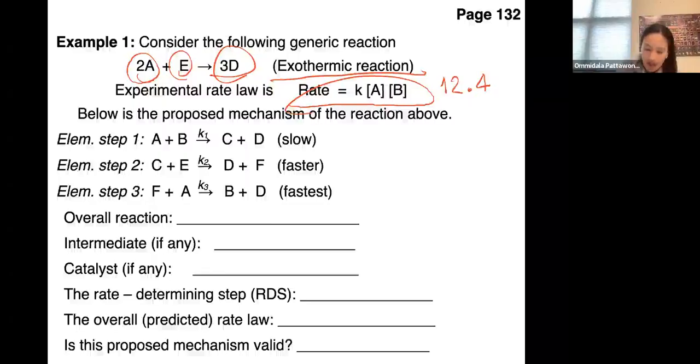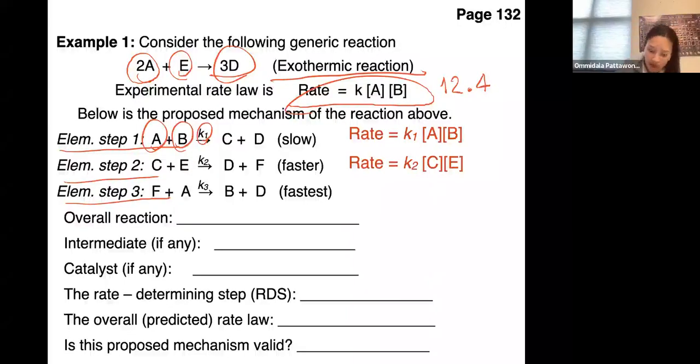Now below here is the proposed mechanism of the above reaction. We have 3 elementary steps. Because these are elementary steps already, we should be able to find out the differential rate law for each of them right away. Elementary step 1, the rate law would be rate equal to K1 multiplied by the concentration of A and B. Step 2 would be rate equal to K2 multiplied by the concentration of C and E. Step 3 is going to be the concentration of F multiplied by A.